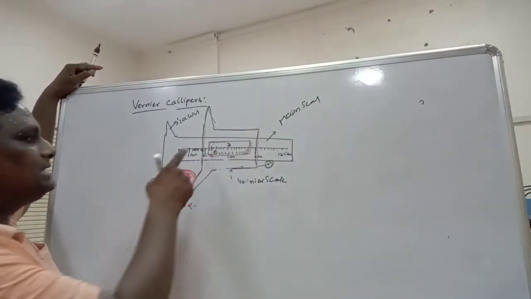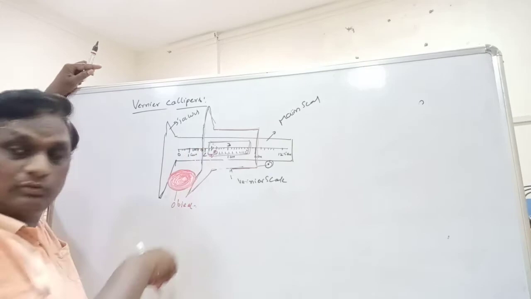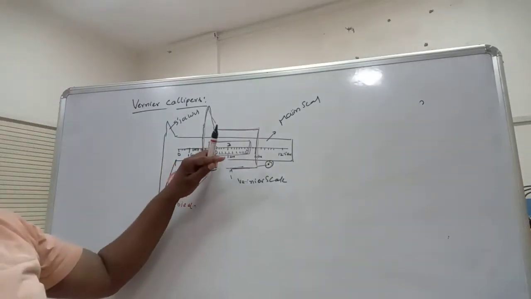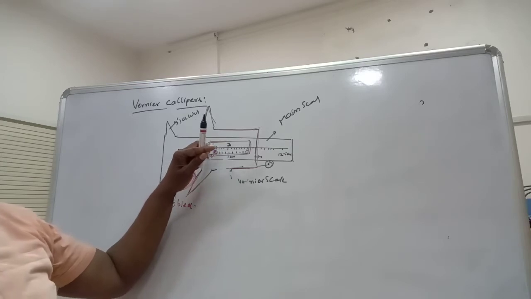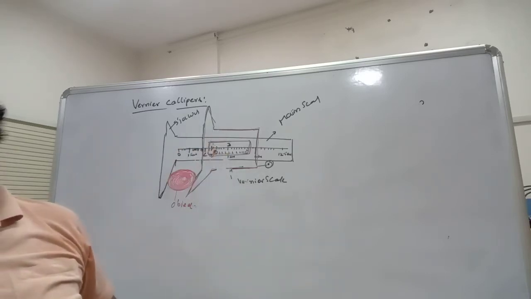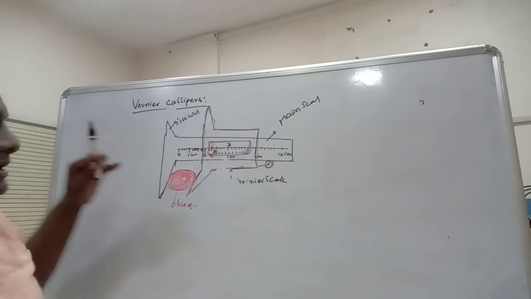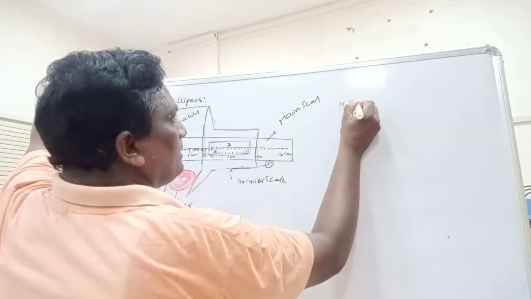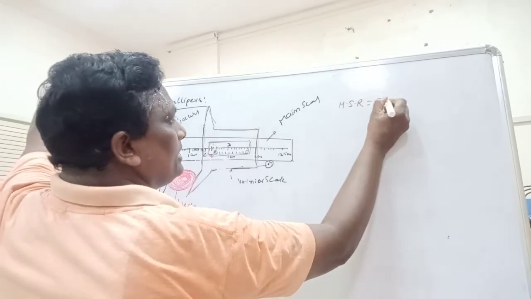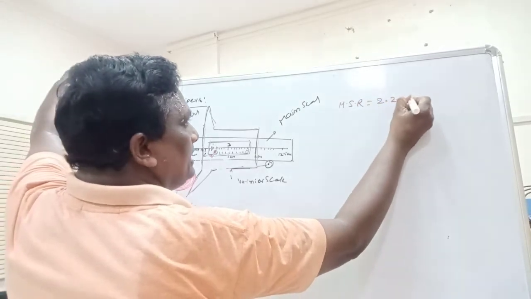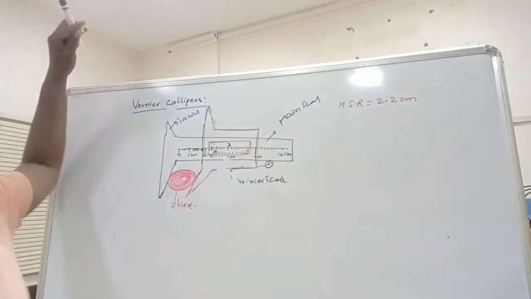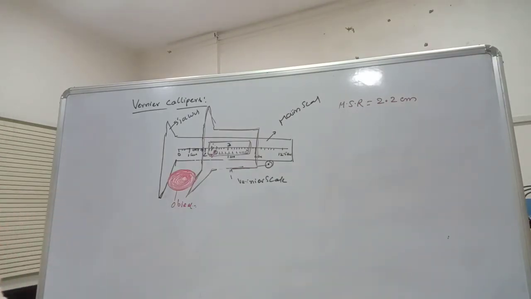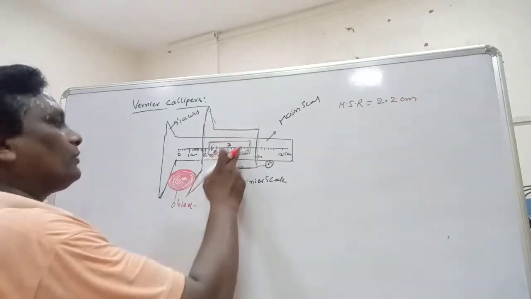Now you take main scale reading as 2.2, the left side value. Means this 0 does not coincide with 2. It is in between 2 and 3. Is it correct? So you take the main scale reading. Main scale reading is equal to, in this case, 2.2 centimeters. Any doubt? No, sir. Right.